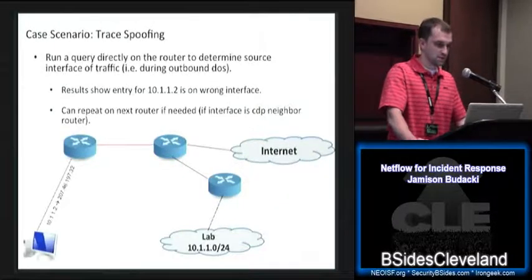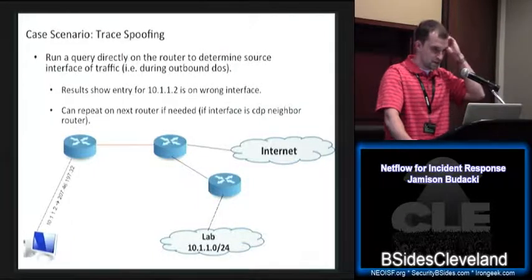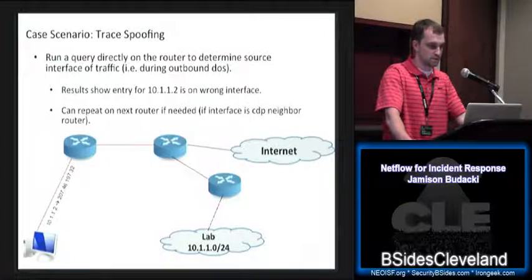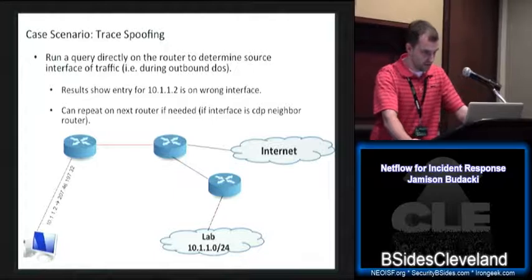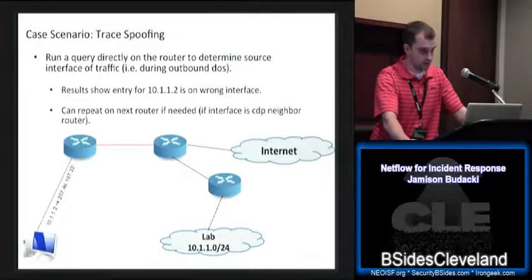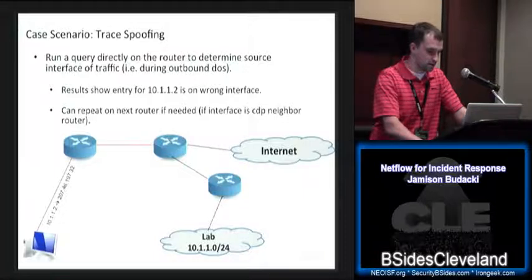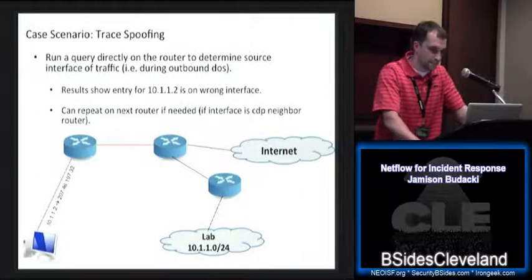Trace spoofing, this is one that can be run on the router itself in the cache. Basically, you're going to run a query directly on the router to determine the source interface of the traffic. You'd do that with show ip cache flow and include the IP address. You can do this on the next hop router, assuming that CDP neighbor is enabled. Team Cymru has a great walkthrough on their website about how to do this. I believe I have it listed in my resources at the end.